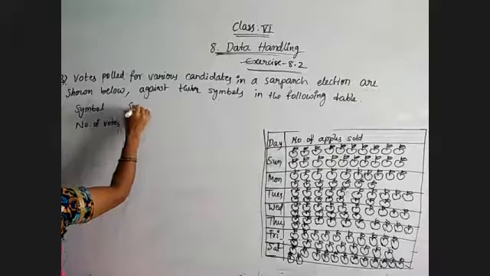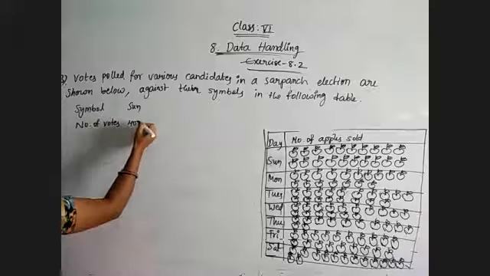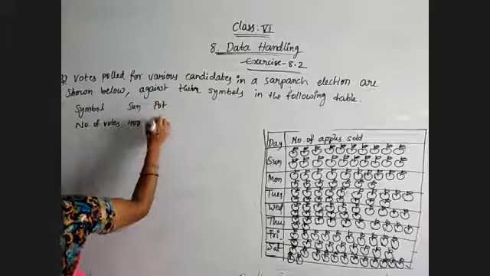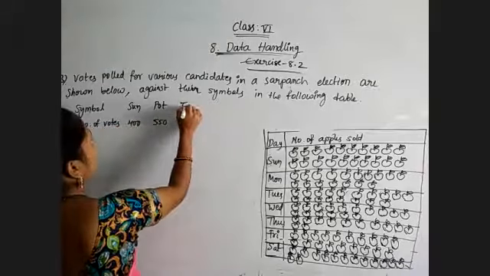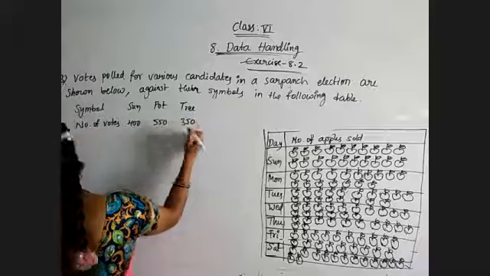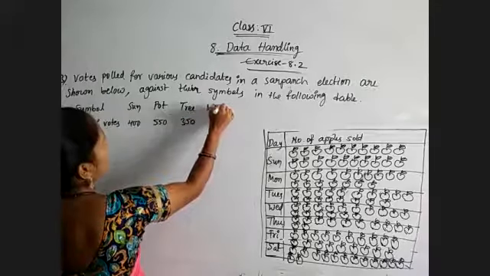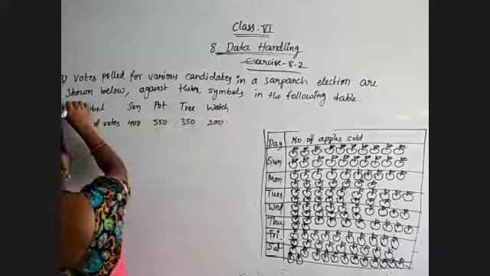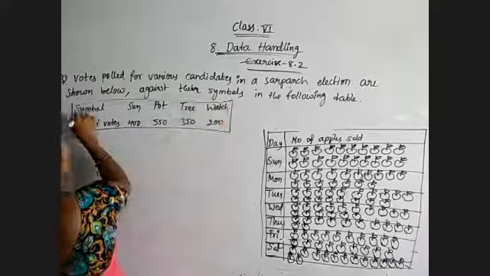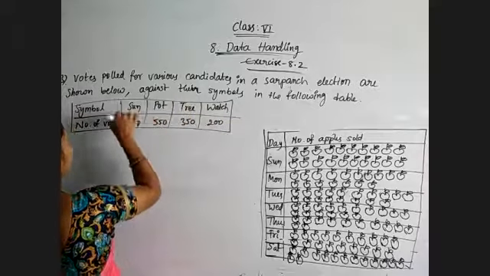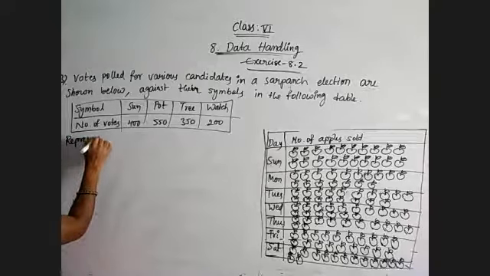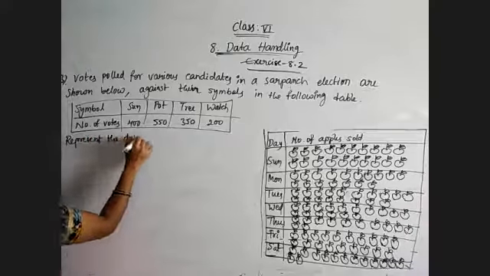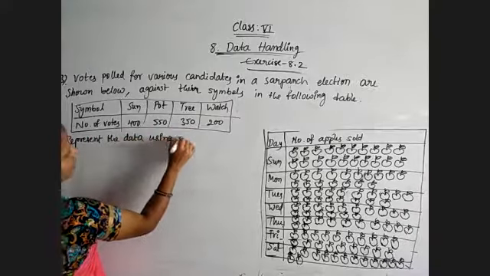Sun symbol 400, pot symbol 550, tree symbol 350, watch 200. This is the tabular form given. Okay, organized data is already given. Now represent the data using a pictograph.